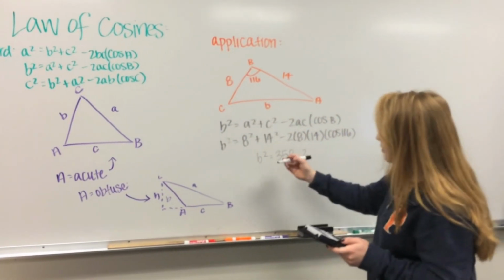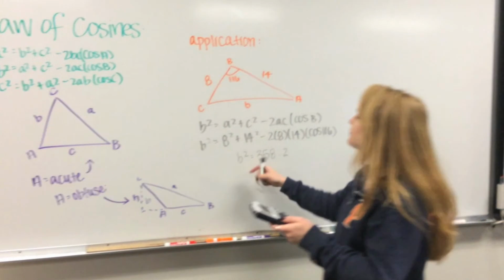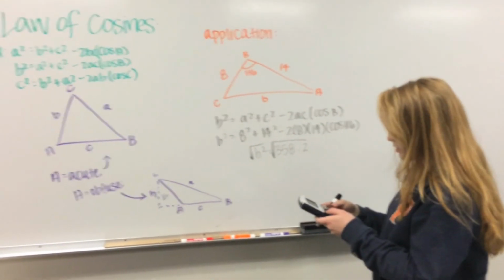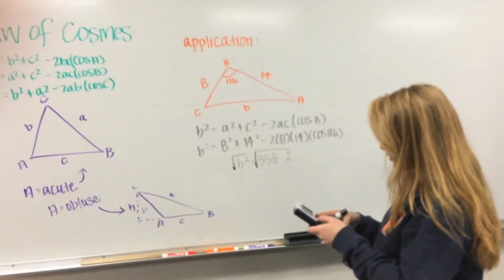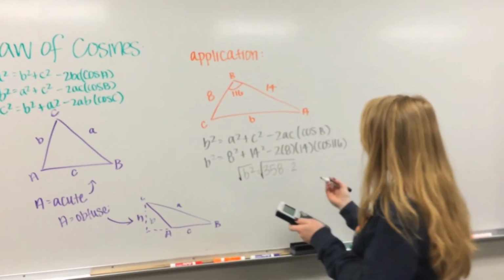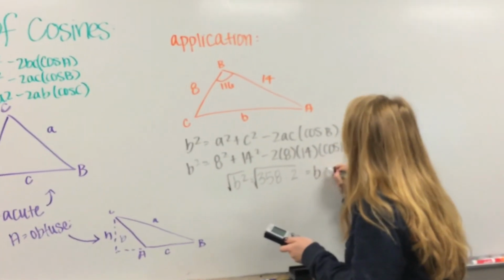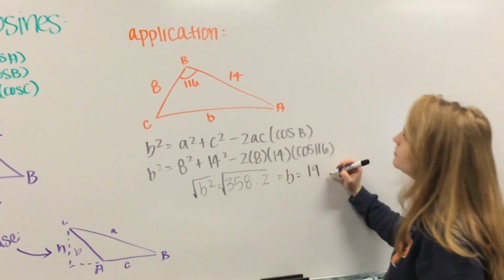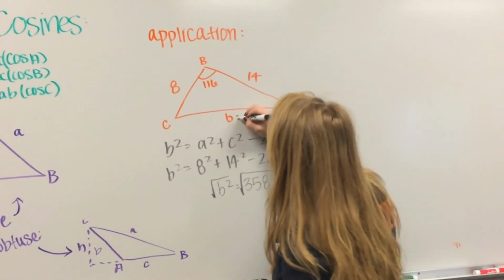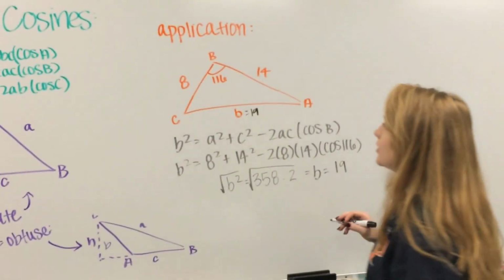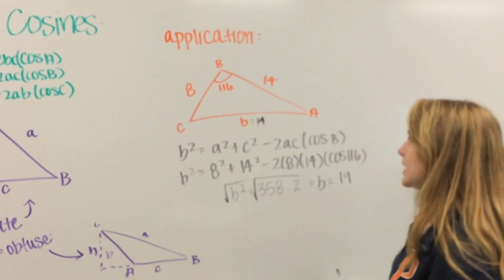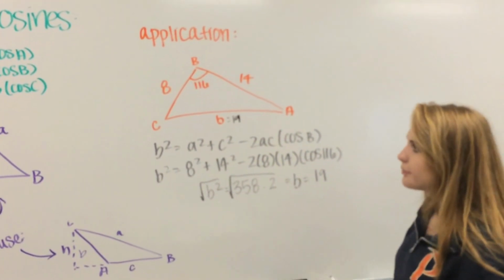358.2. So we're going to isolate b. I'm going to take the square root of that. Take your calculator out, and you will find that b equals 19. So this here is going to be 19, and then you can use the law of sines to find the other two angles, which will make it easier. So there you go.